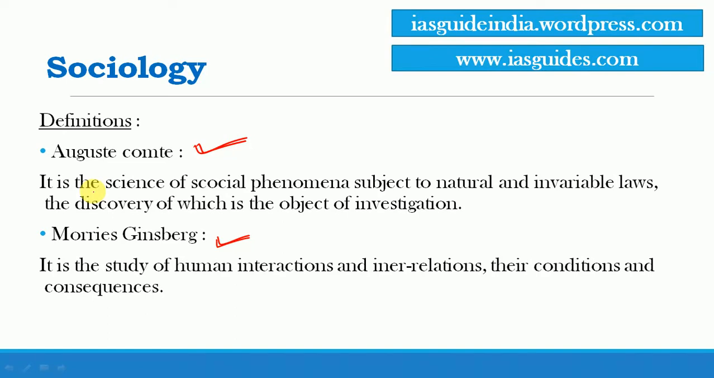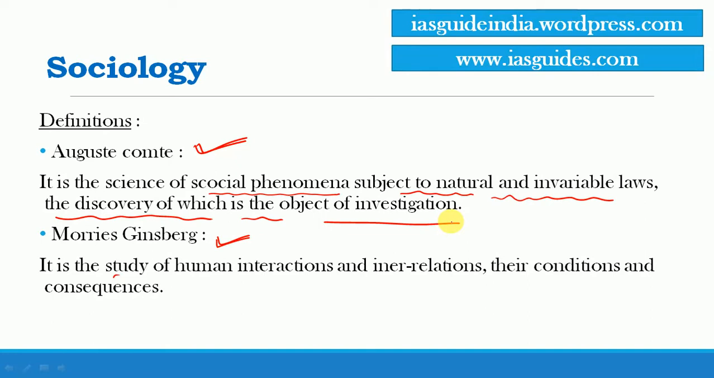The first definition: Auguste Comte tells that sociology is the science of social phenomena subject to natural and invariable laws, the discovery of which is the object of investigation. This is the formal definition given by Auguste Comte. In fact, Auguste Comte first wanted to call sociology by another term. He wanted to call it social physics, but afterwards he dropped that and gave this definition.